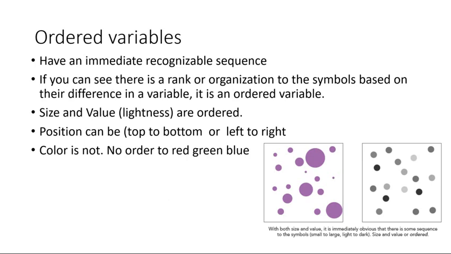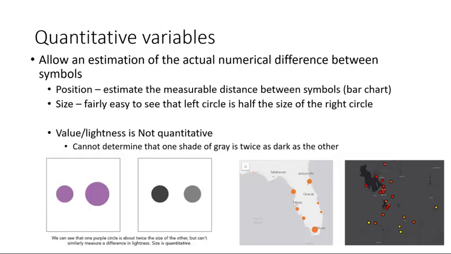And on the other side, avoid ordered variables for things that have no natural order. So don't use a color ramp like this that's a sequential color ramp that goes from light to dark to symbolize things like species or geographic regions or ancestry groups from census data, because there is no order there. There's no implied rank.